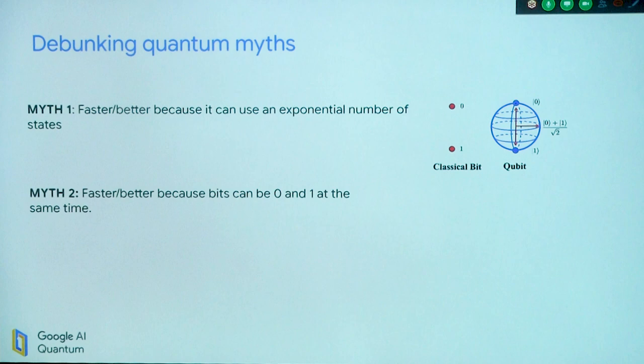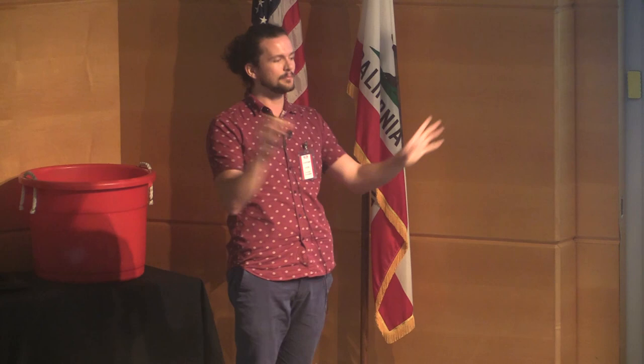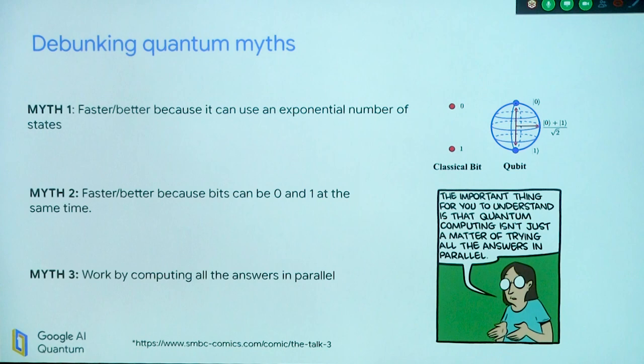And so in that case, you have to invoke the fact that just being between 0 and 1 is not enough. They have to be able to entangle and interact with their friends, so that with the same precision you can express exponentially more information than even this analog case. And finally, the most pervasive one, that inspired even Scott Aaronson to write a comic about it, is that it works by computing all the answers in parallel.